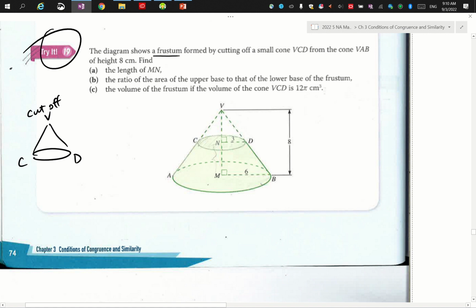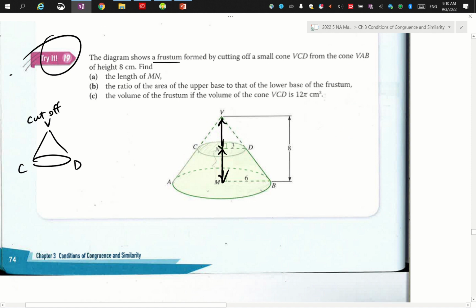Okay, so now if I want to find the height of MN, you can tell that as long as I can find the height of VN, which is the height of this small cone, I can take the original value, minus away this value, and I get my answer. So that is the approach we're going to take. So now we want to find out the height of VN, the height of the small cone. We have other information because there are similar solids over here.